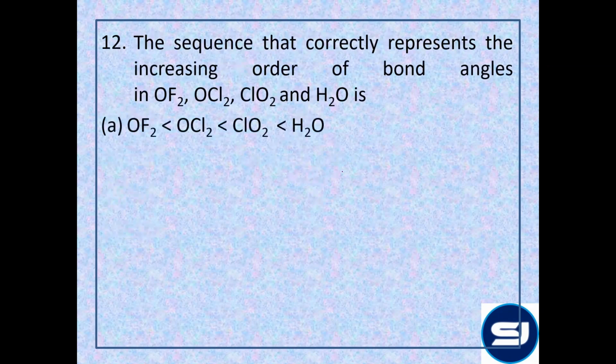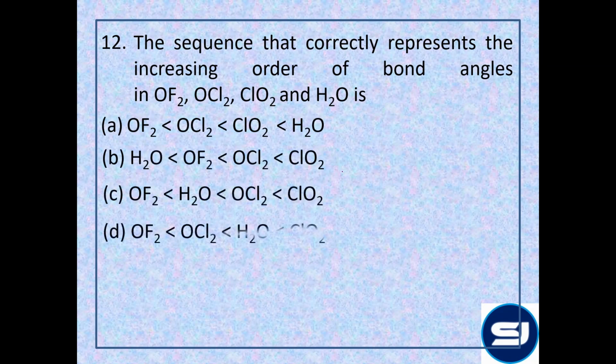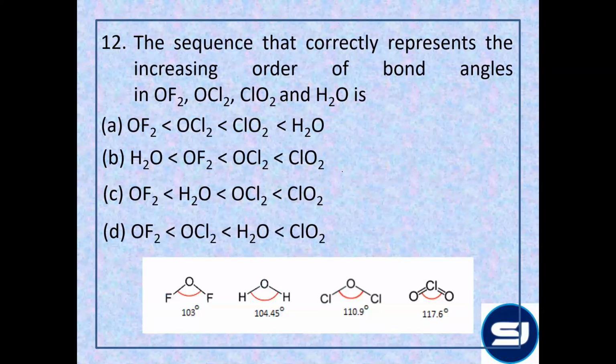The sequence that correctly represents the increasing order of bond angles in OF2, OCl2, ClO2 and H2O is. This I have discussed in the regular sessions also, and the order is quite important. And the correct answer is C. And here are the 4 shapes for the molecules.